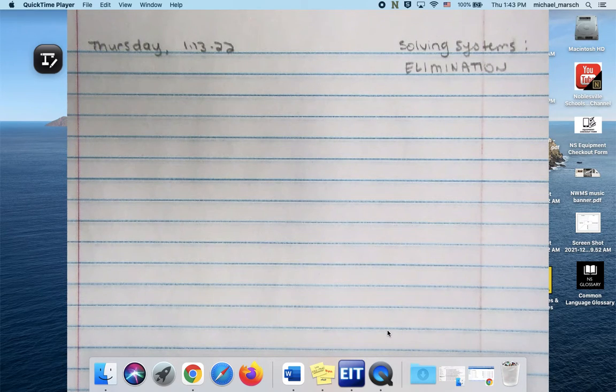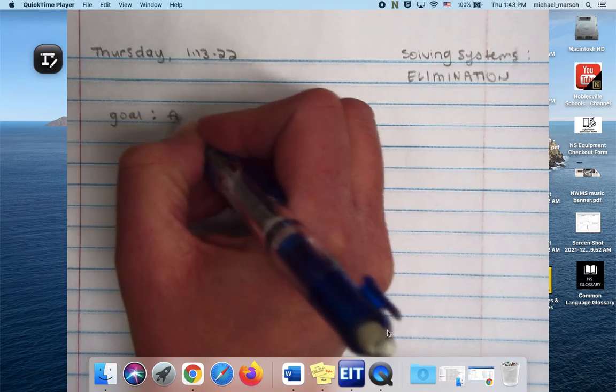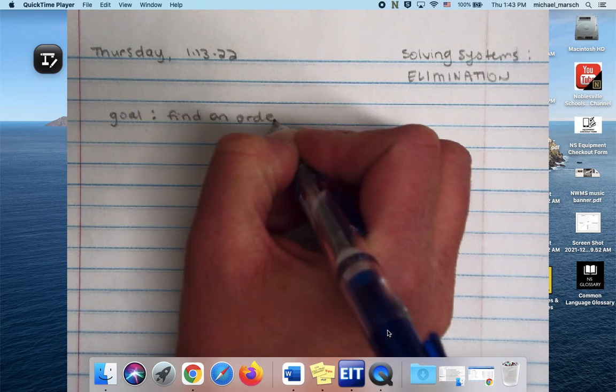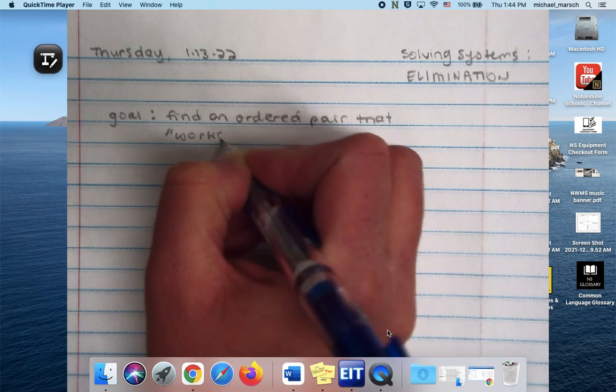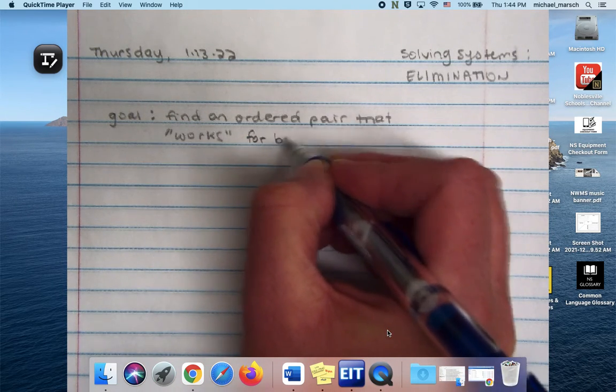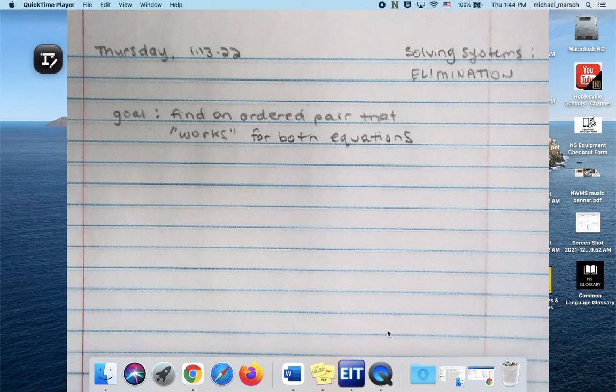Like you want to figure out how can you cancel a variable out so that all you're left with is one, and then you can find the answer and then substitute back in. So our goal, it's been the same goal since we started this: find an ordered pair that works for both equations. Right, so again, that's the ordered pair where the two lines would intersect. It's the ordered pair where the x and the y will make both equations true. Substitute them in. So great.